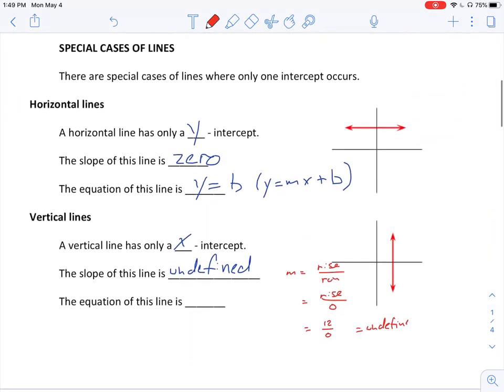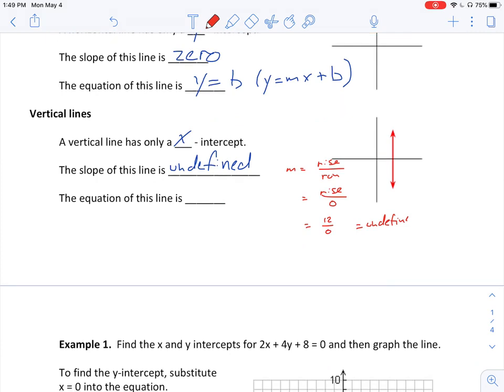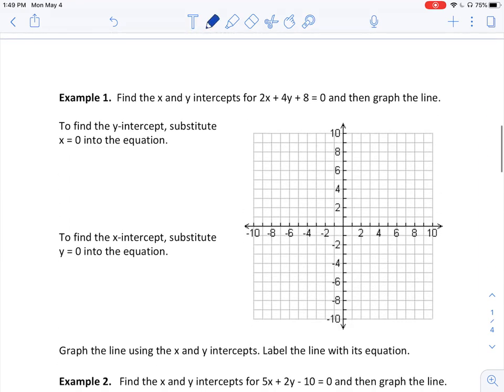which is why the slope of a vertical line is undefined. The equation of this line would be x is equal to, again, whatever value along the x-axis this line touches. So if this is 3, for example, x would equal 3, or whatever point it touches along the x-axis. So, first example: find the x and y intercepts for the line 2x plus 4y plus 8 equals 0, and then graph the line.